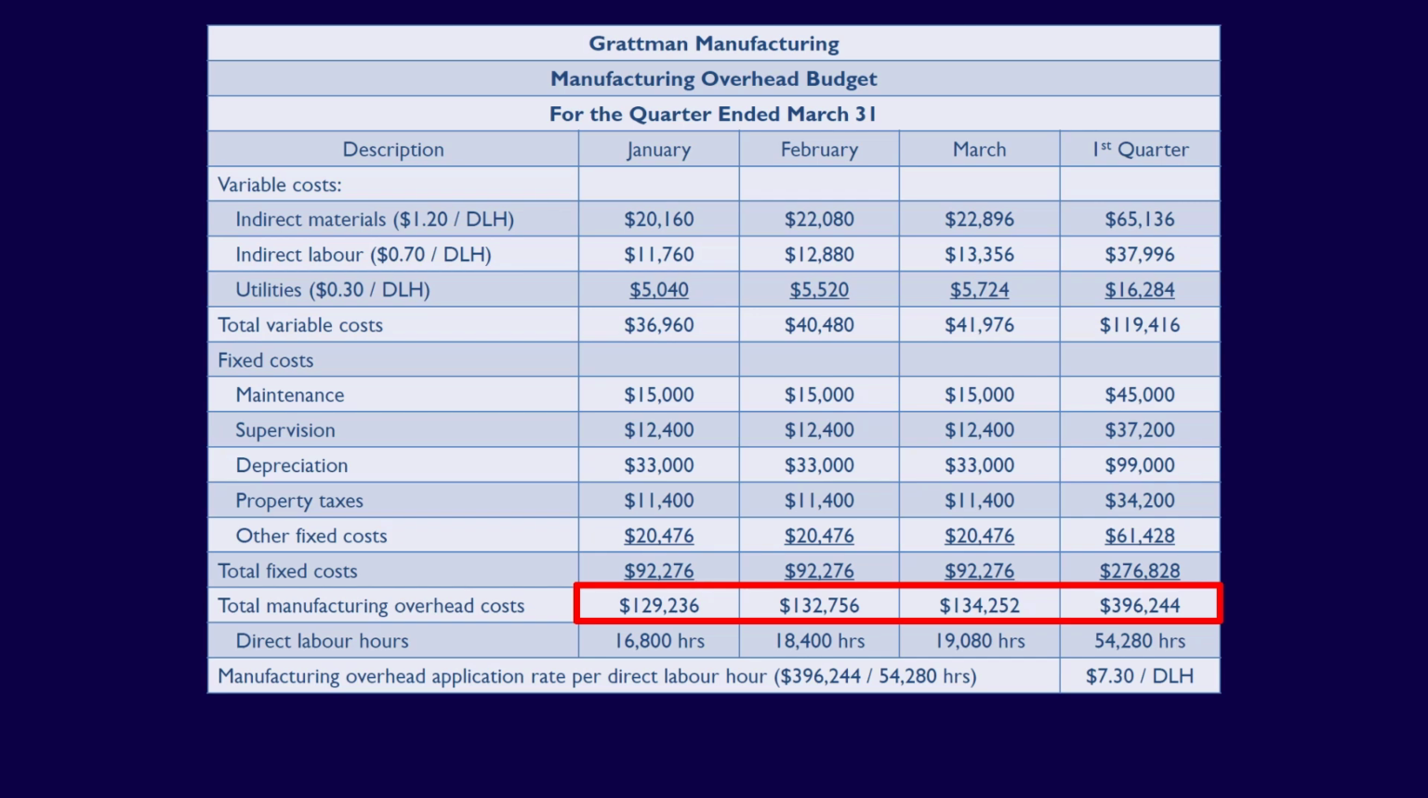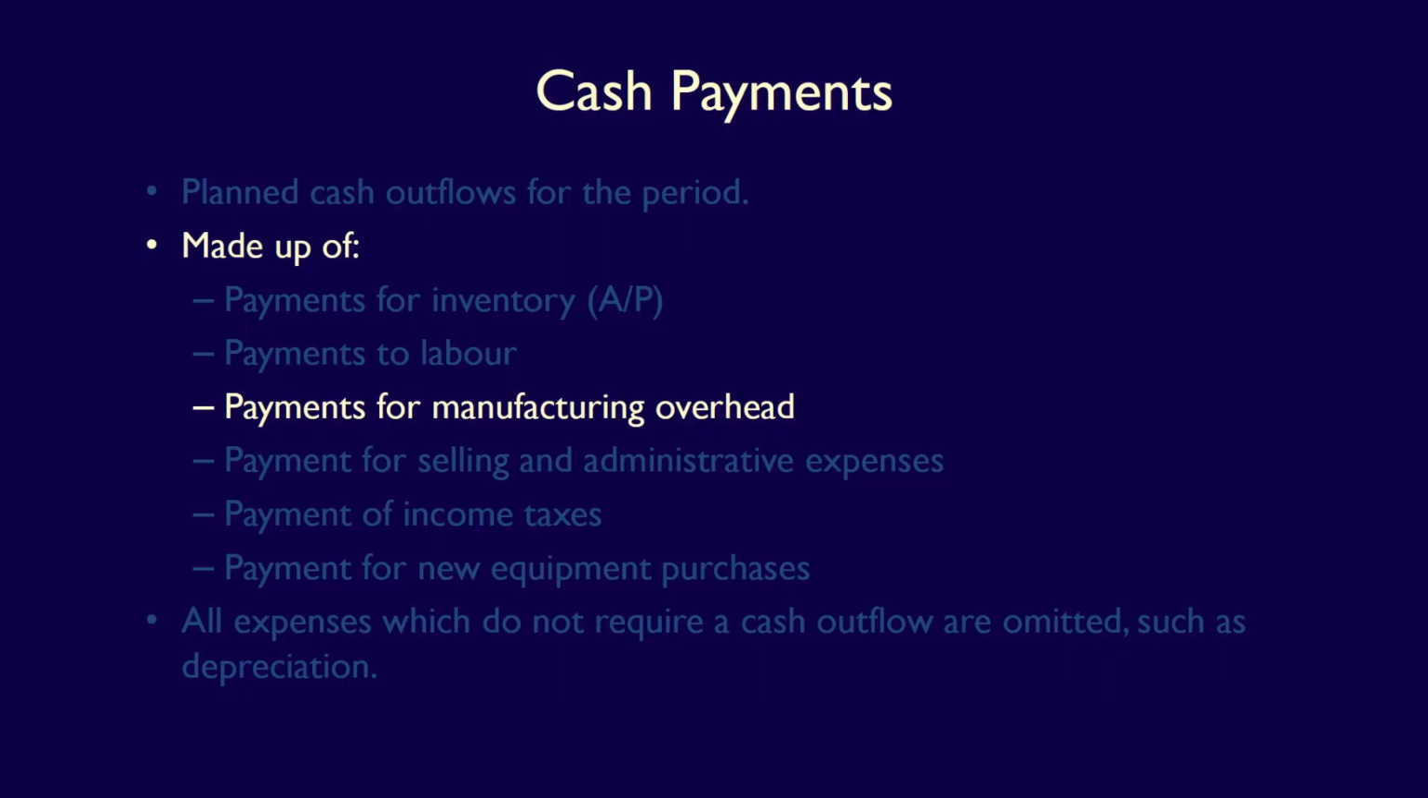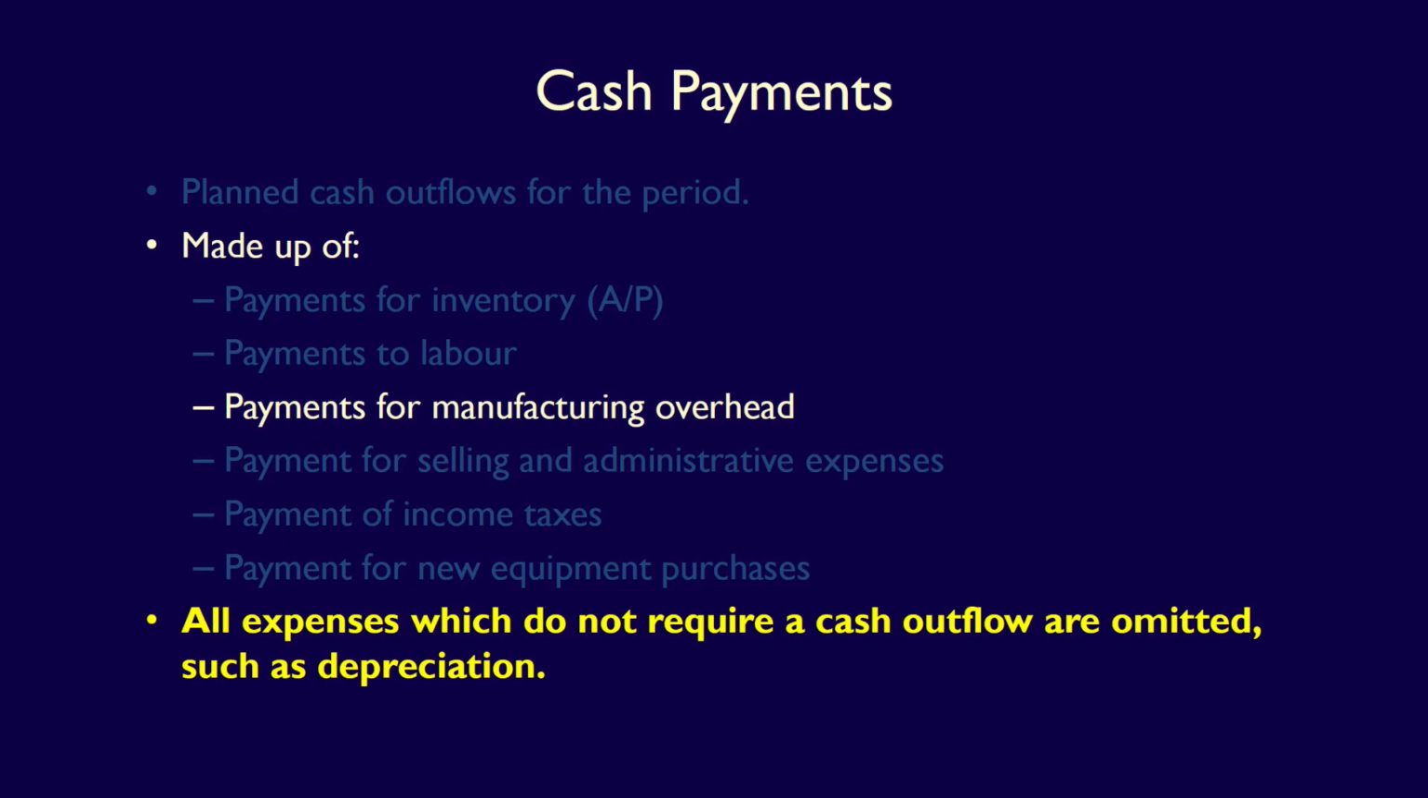Are these the amounts that we need to transfer to the cash budget? And the answer is absolutely not. Why not? Recall from the video where we produced the cash payment schedule. The planned cash outflows include payments for manufacturing overhead, but notice the line at the bottom. All expenses which do not require a cash outflow are omitted, such as depreciation.